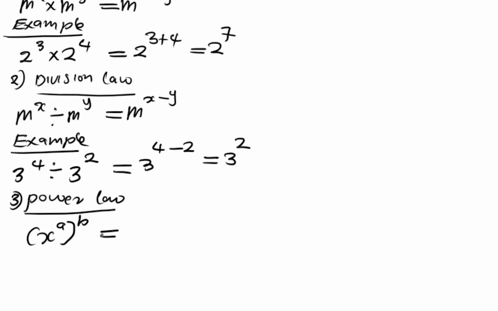all we need to do is multiply the two powers. So this will give us x raised to the power of a times b. Let's take an example.